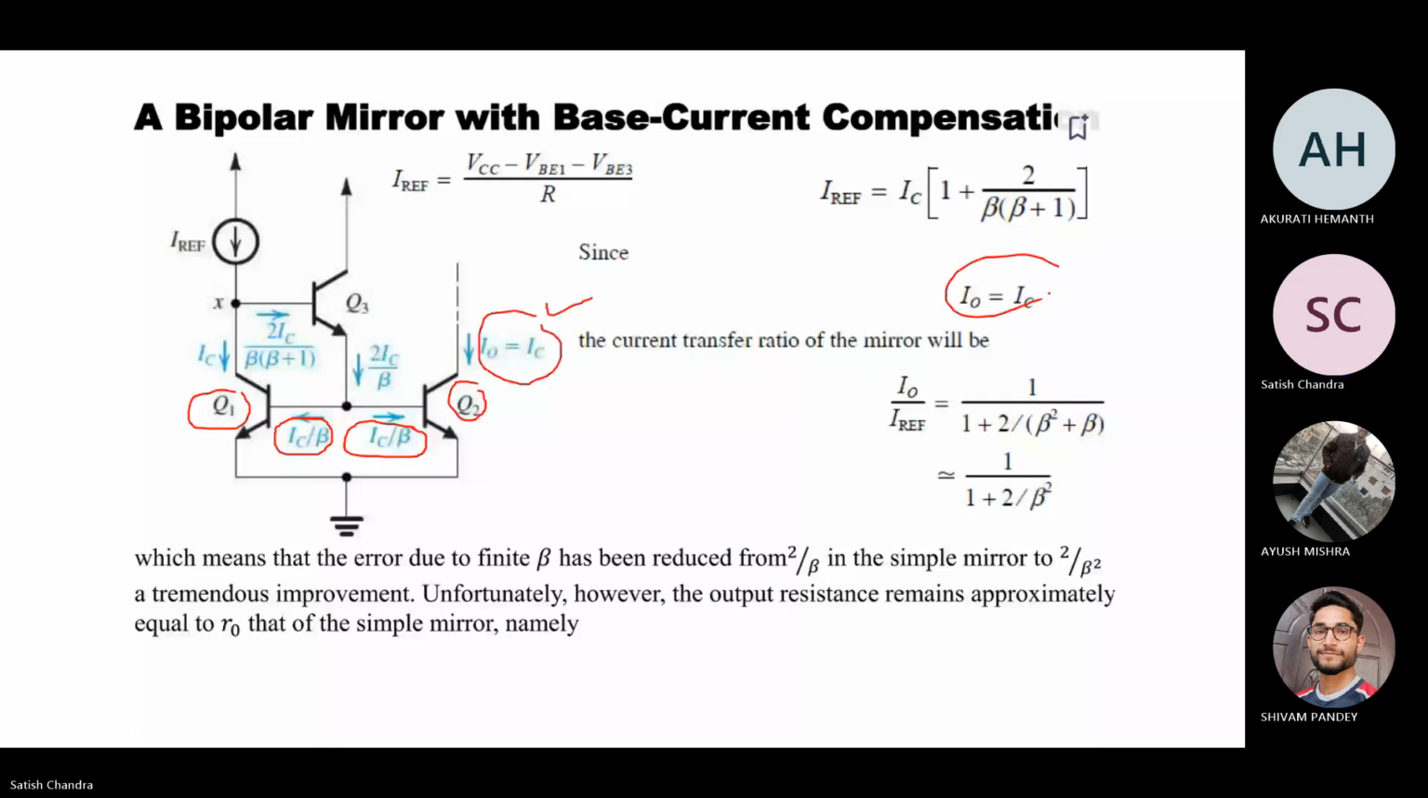So if it is there, then what is going to happen? The current across this particular arm will be 2 IC by beta. And if it is like this, then we can say the current going inside this one will be 2 IC by beta into.